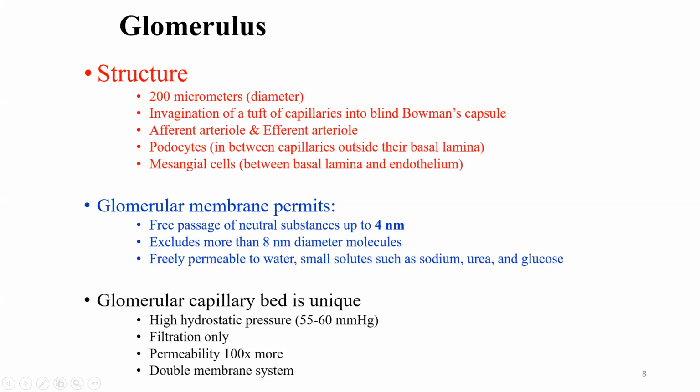Now, this is where the university question hides: how is the glomerular capillary bed unique? The number one point is the way the glomerulus is structured between the two arterioles. The net capillary pressure, the hydrostatic pressure within the glomerulus, is quite high actually, as you can see. It's 55 to 60 millimeters of mercury. It's much higher than your average hydrostatic pressure across any other capillary membrane, which is around 35 to 40.